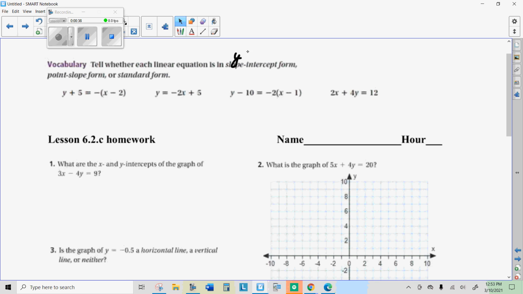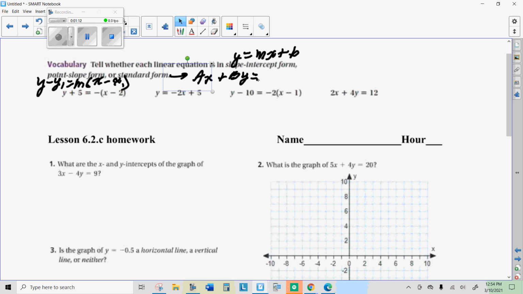Slope-intercept form is this one, y equals mx plus b, where m is the slope and b is the y-intercept. Point-slope form, that's the really long one. That's the one that looks like this: y minus y sub 1 equals the slope times x minus x sub 1. It's got parentheses in it. And then standard form is the latest one, the one we're going to be working on today. That's ax plus by equals c.